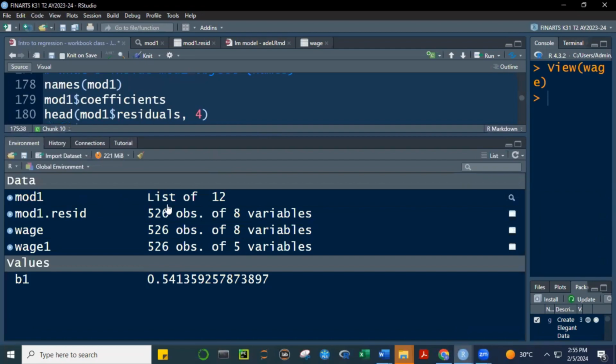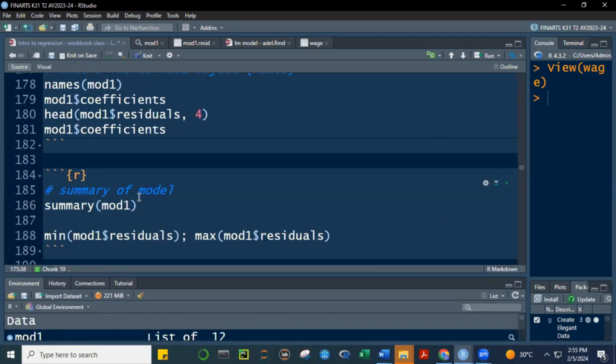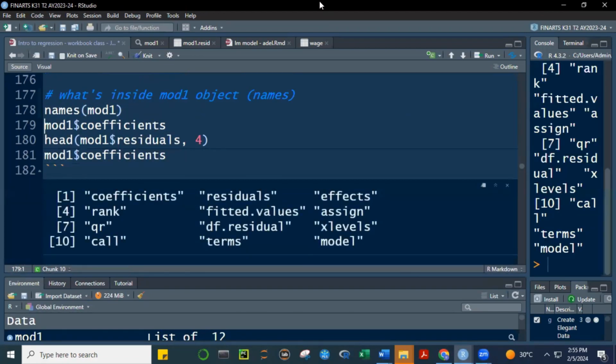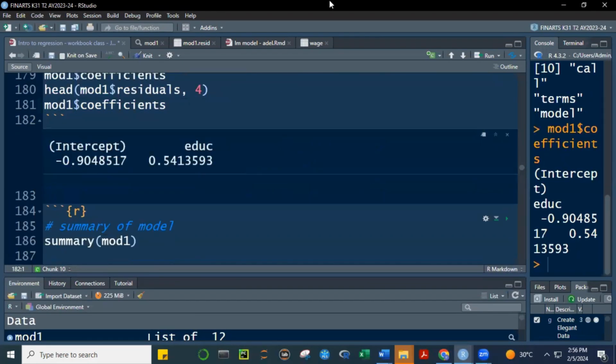Okay. Mod1 is a list, and it contains 12 objects. And if we get the names of that list here, it will contain coefficients, rank, QR, call, residuals, etc. We can actually get, for example, if you want to get residuals, and this is coming from your mod1, you can just use the dollar sign: mod1 dollar coefficients. So for example, that's your coefficients.